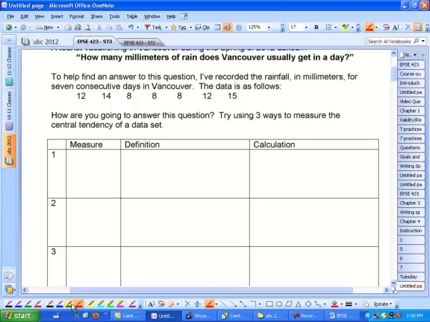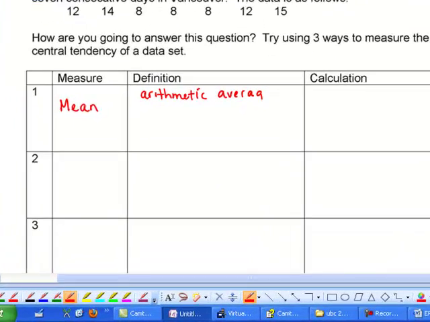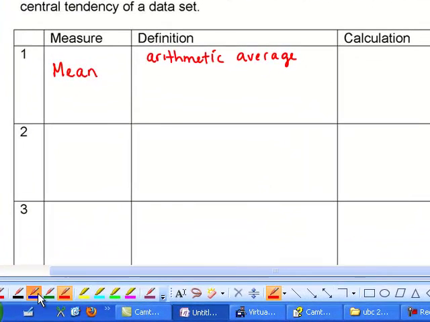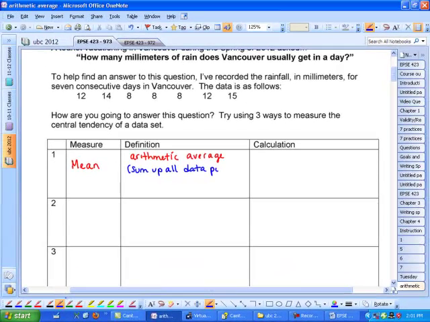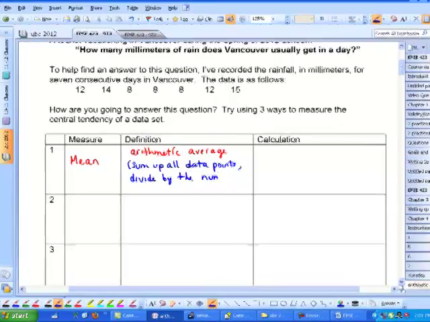And I hope you remember, but if you don't, I think one of the first measures we always learned about was the mean. And if you're curious what the mean actually means, it's the arithmetic average. To find this arithmetic average, all you really need to do is sum up all the data points. And then after you do that, you divide by the number of data points.